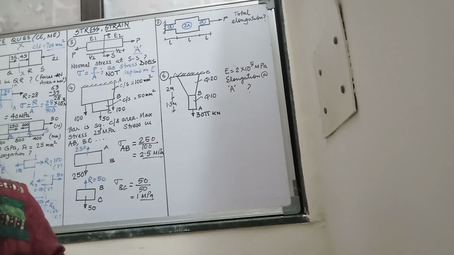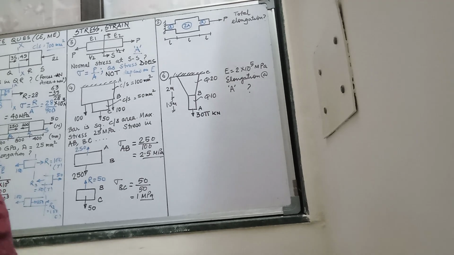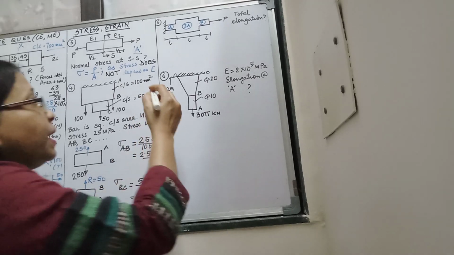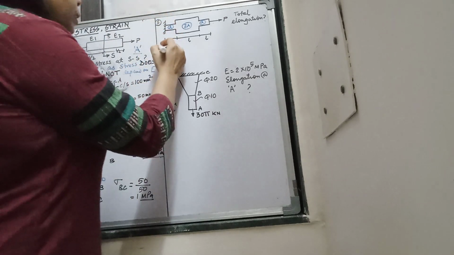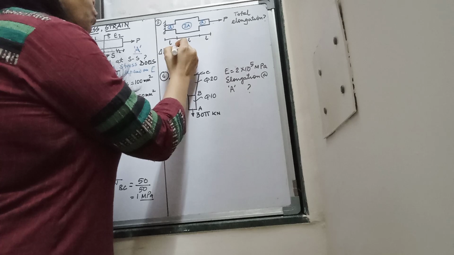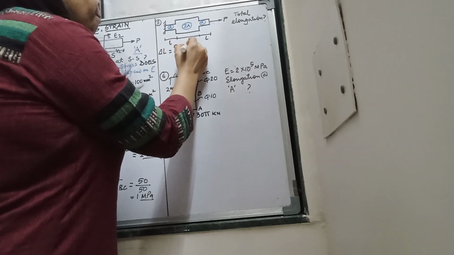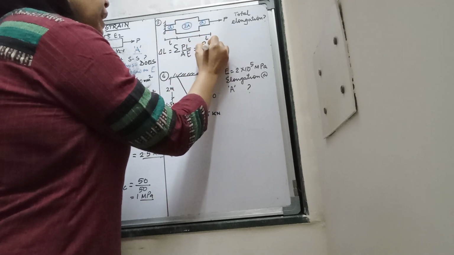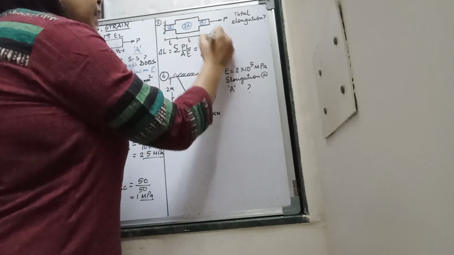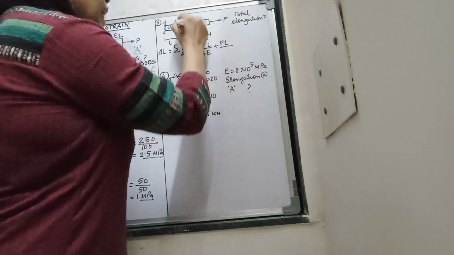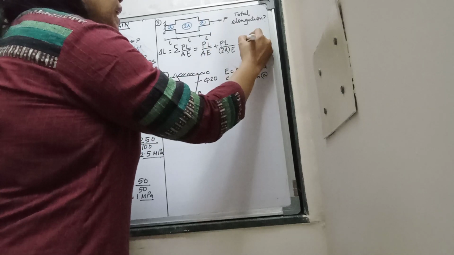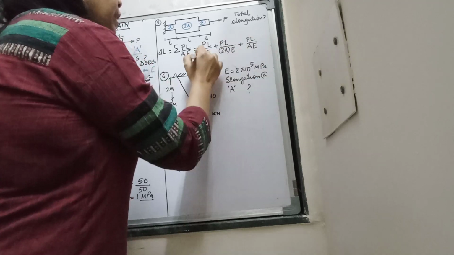Tell me how we will go for it. Okay. So total elongation delta L is equal to summation of PL by AE. We know that. So for the first part, what will it be? PL by AE for this part. What will it be for the second part? PL by 2AE plus, for the third part, PL by AE.